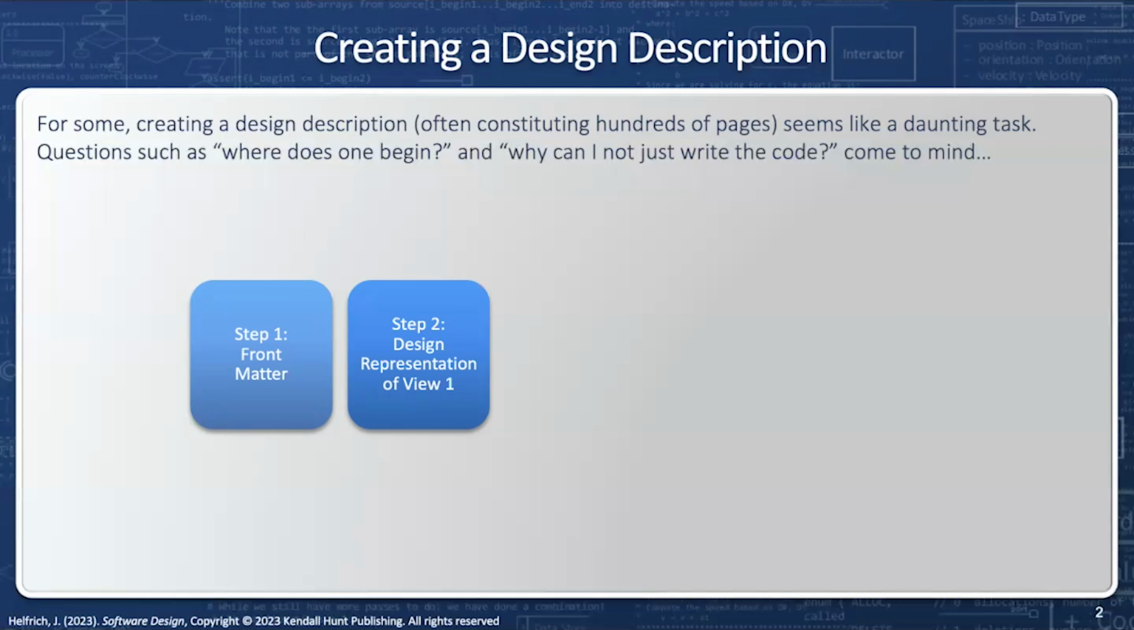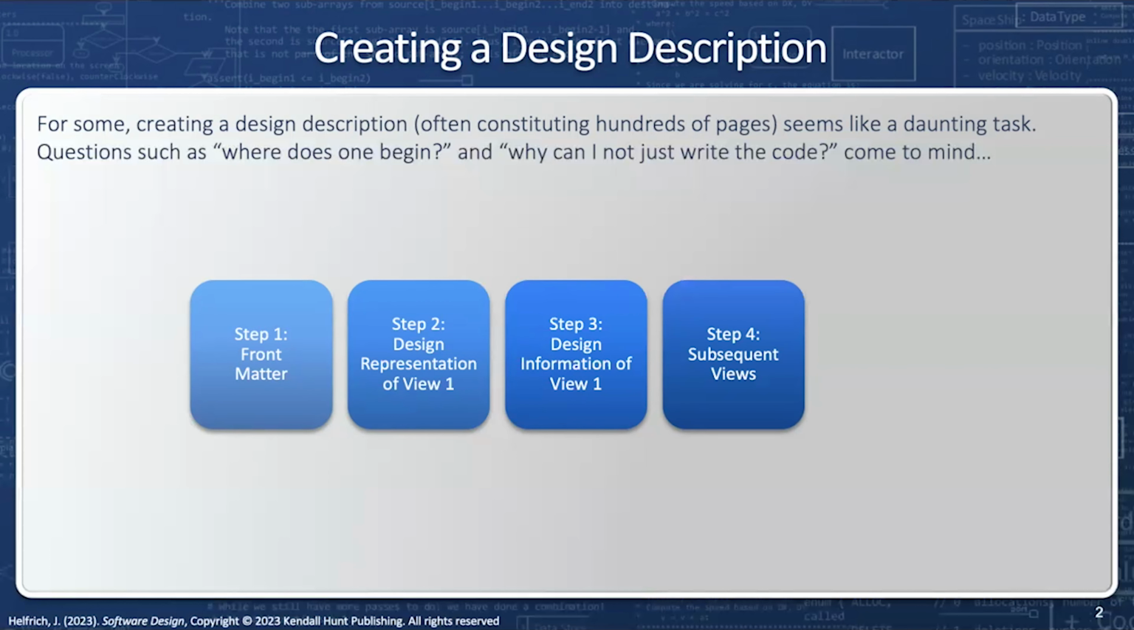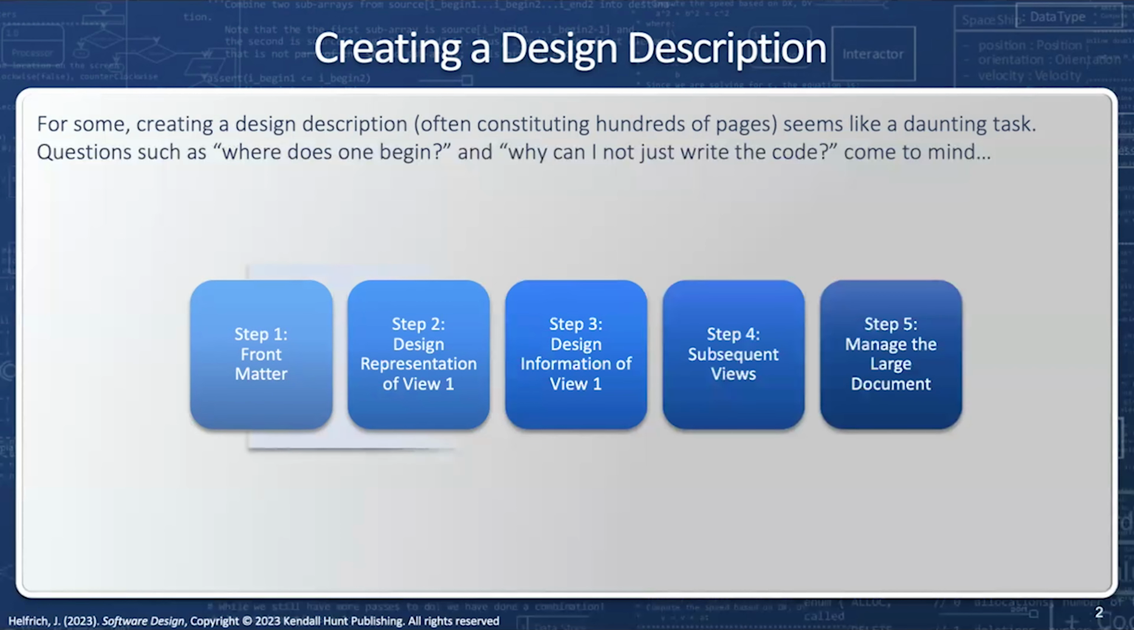We want to understand exactly what we're building and how this design relates to others. Step number 2, we want to create a design representation of view 1. What's the overall system view? And once we come up with this design representation, next we want to come up with the design information. We need to identify the subcomponents that will be defined later. Next, following a top-down design, we need to design the subsequent views. And these views get smaller and smaller and more specific as we progress through the design process. Finally finished, we want to manage all this into a large document. So let's take a look at this 5-step process in more detail.